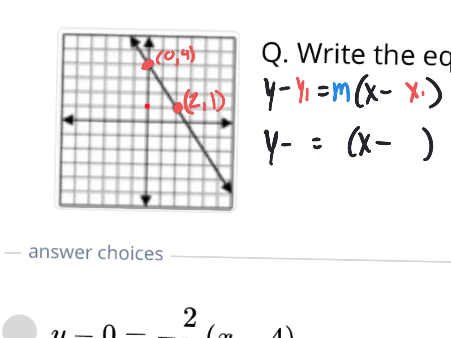So that's a -3 up on top as a numerator, and you run 1, 2. So -3 over 2 is your slope. M equals -3 over 2. So you have a -3 over 2 right here.